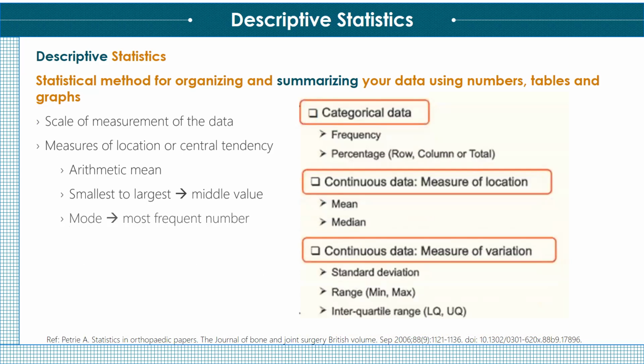So again, for categorical data, our descriptive statistics include frequencies and percentages, whereas for continuous data, we measure location. And this depends on whether the data is normally distributed or not. But then around the measure of location, we measure variation in forms of standard deviation, range, or interquartile range. And again, we use these descriptive statistics to then graphically summarize our data.